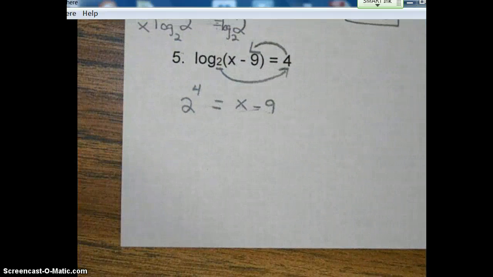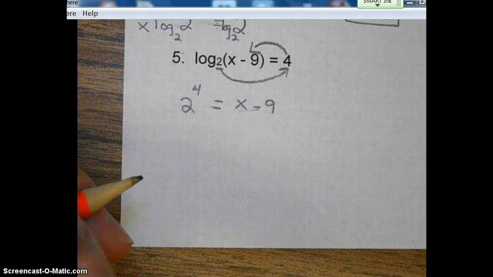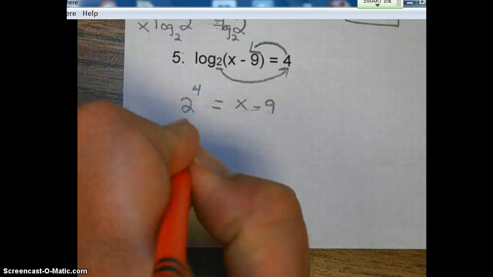Alright, now we're solving. So 2 to the 4th power. 2 times 2 is 4, times 2 is 8, times 2 is 16.